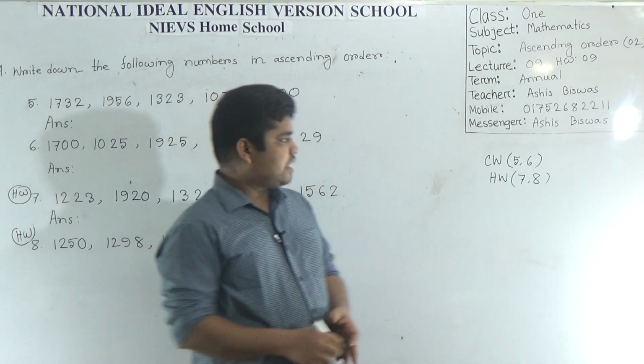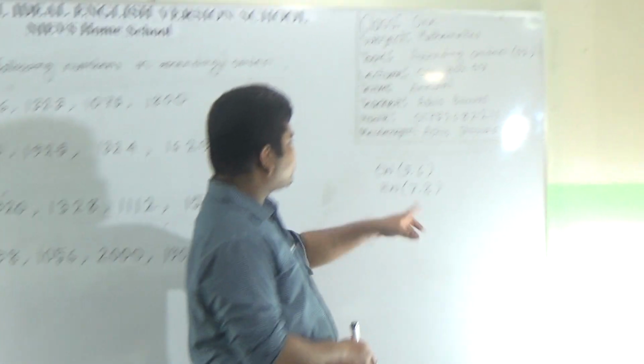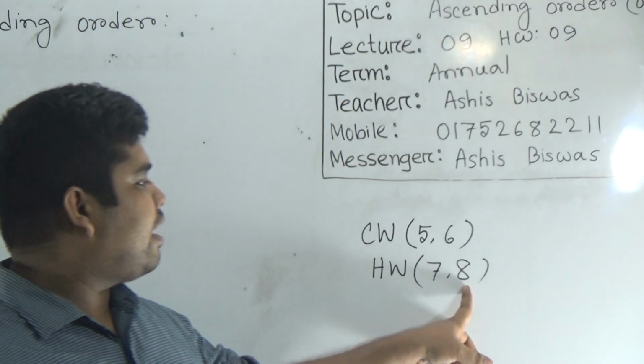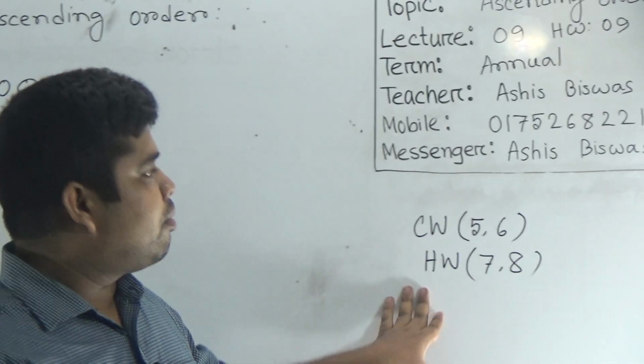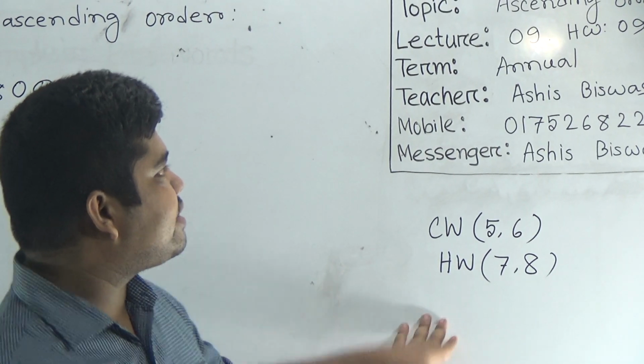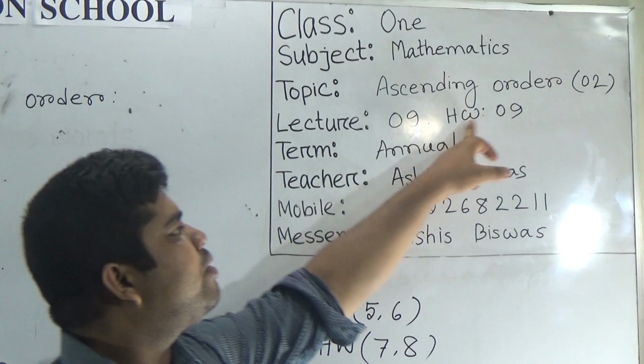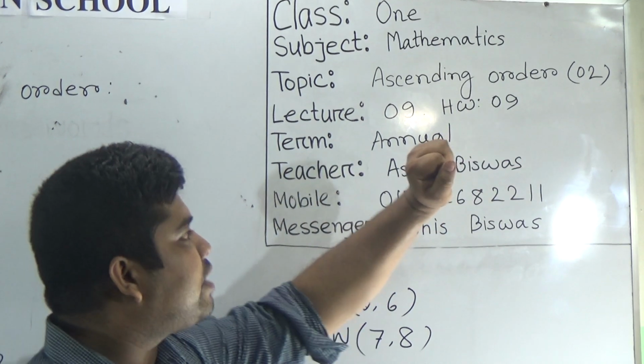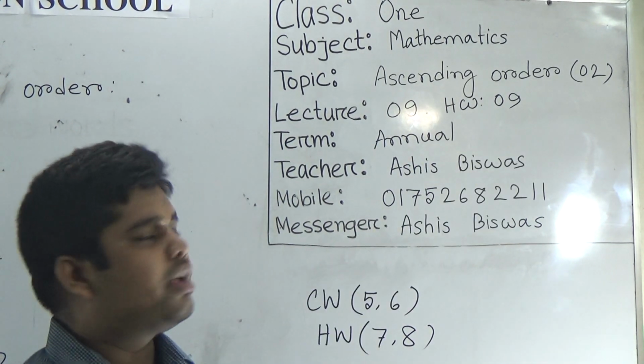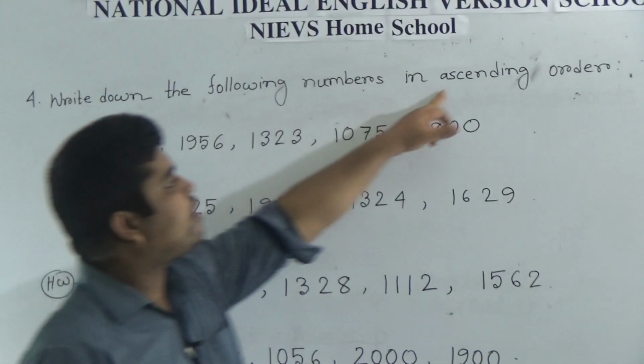My dear students, in our class we shall solve questions number 5 and 6 as CW, and questions number 7 and 8 will be your SW. Today is our lecture number 9 of the annual term, and today is SW 9. I repeat, today is SW number 9. Our topic today is ascending order, part 2.